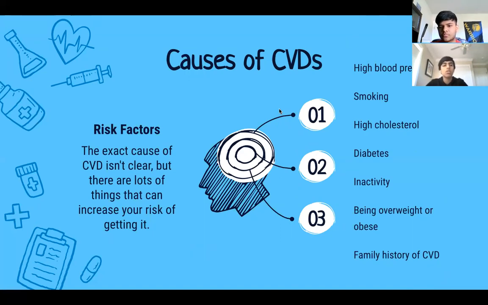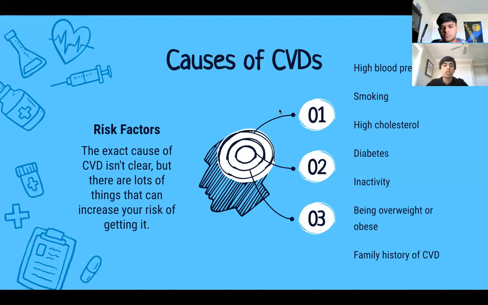High cholesterol is a fatty substance that's found in your blood. If you have high cholesterol, it can cause your blood vessels to narrow and increase your chances of developing a blood clot. Diabetes is also a lifelong condition that causes your blood sugar level to become high. High blood sugar levels can damage the blood vessels, making them more likely to become narrowed. Many people with type 2 diabetes are also overweight or obese, which is a risk factor for CVDs.